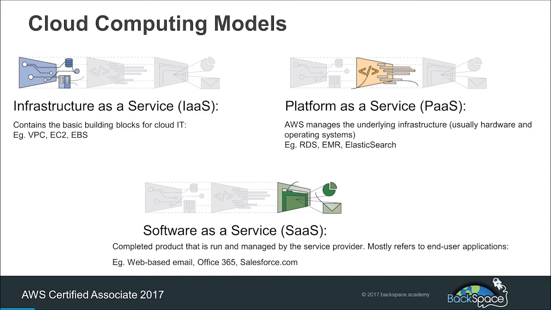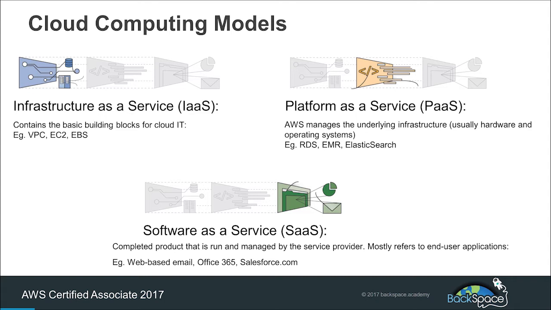And don't be too concerned if you don't understand what VPC, EC2 and EBS are. We're going to discuss this further on in this lecture and in very much more detail throughout the course as well. The next model is Platform as a Service, or PaaS, and that is where AWS manages the underlying infrastructure, which is usually the hardware and operating system. A good example of that is where you want to deploy a database, for example.